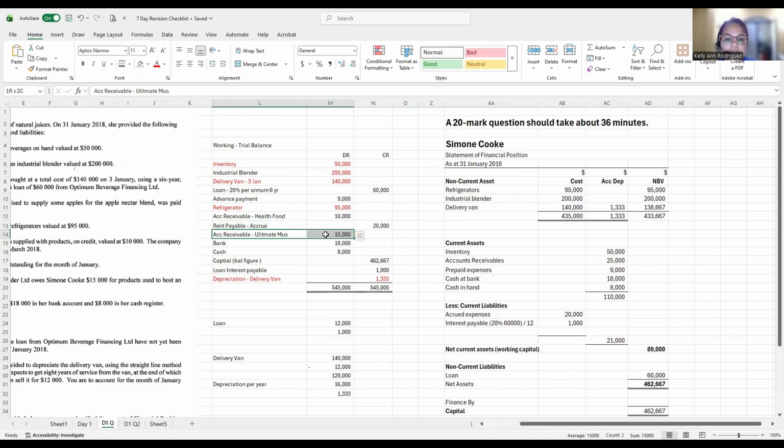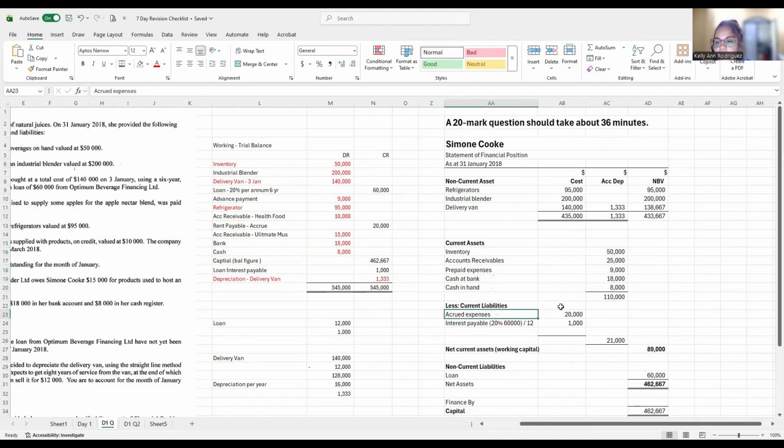So all of this you're going to minus, right? And the reason being, bank and cash, all of this you use and you plug it in. See how easy it is just to plug in your information. So you get all of your current assets.